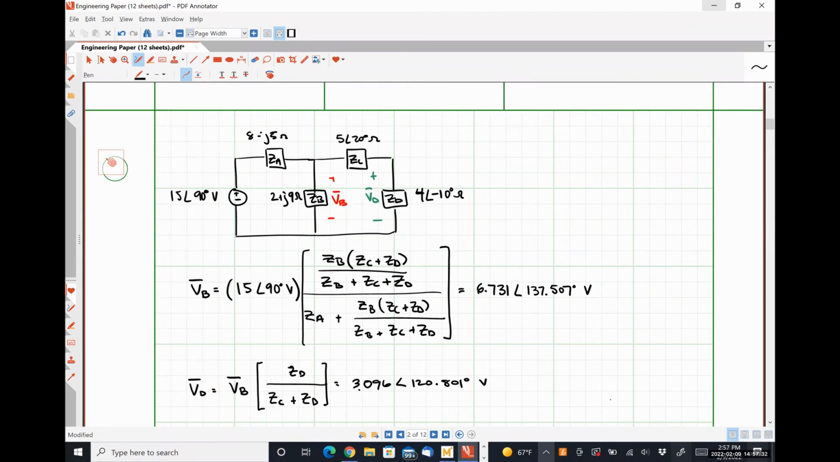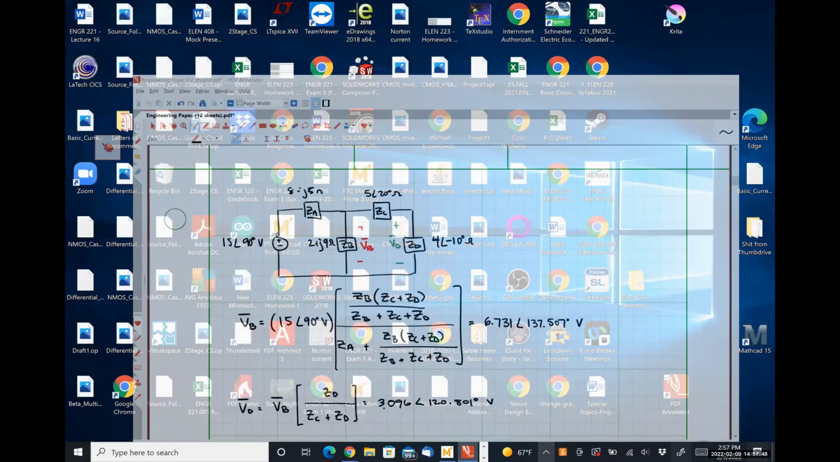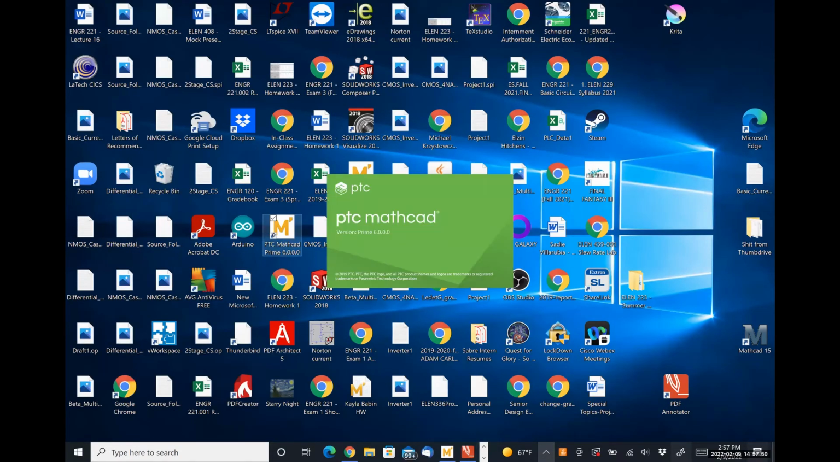How many of you know how to enter complex numbers in MathCAD? Joel raised his hand, that's literally the only person. All right. So I'm going to pull up MathCAD real quick and just give you a very brief tutorial to try to help you out.